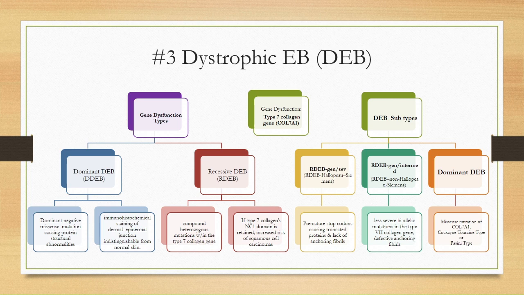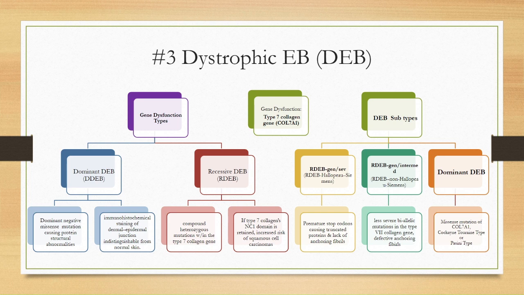Basically, let's look at the two main subtypes. Dominant DEB. This is typically a dominant negative missense mutation causing protein structural abnormalities. Your staining of the DEJ will be indistinguishable from normal skin, at least your IHC staining. Recessive DEB is a compound heterozygous mutation within the type 7 collagen gene. If type 7 collagen's NC1 domain is retained, there's an increased risk of squamous cell carcinoma.